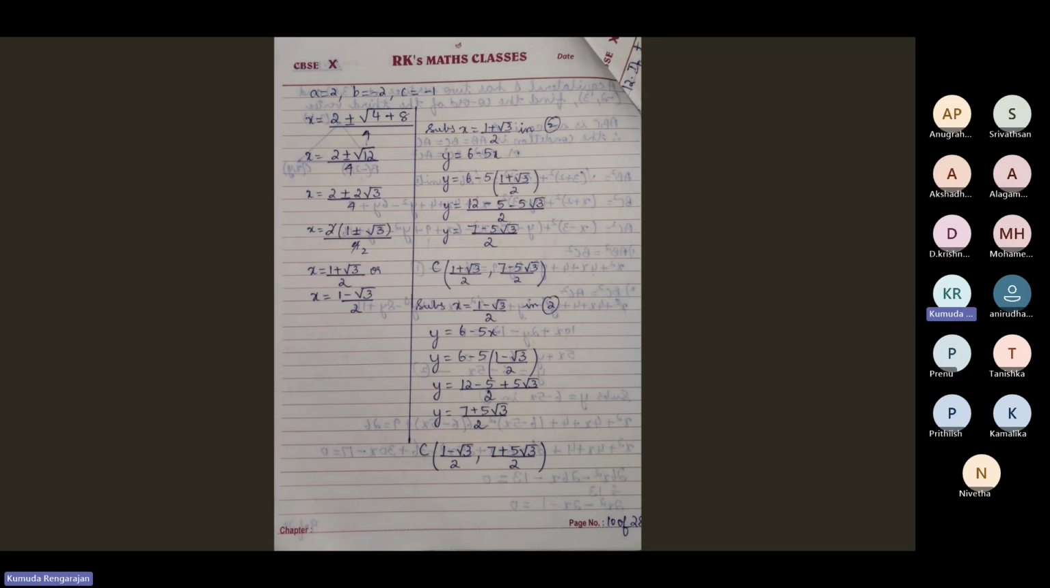The second type is an equilateral triangle, 2 vertices given. You'll have to find the coordinates of the third vertex. So you'll get 2 answers for this. We just plotted and understood that if this one and this one are the coordinates of A and B of equilateral triangle ABC, then C can be here or C can be here. So you get 2 answers for C.